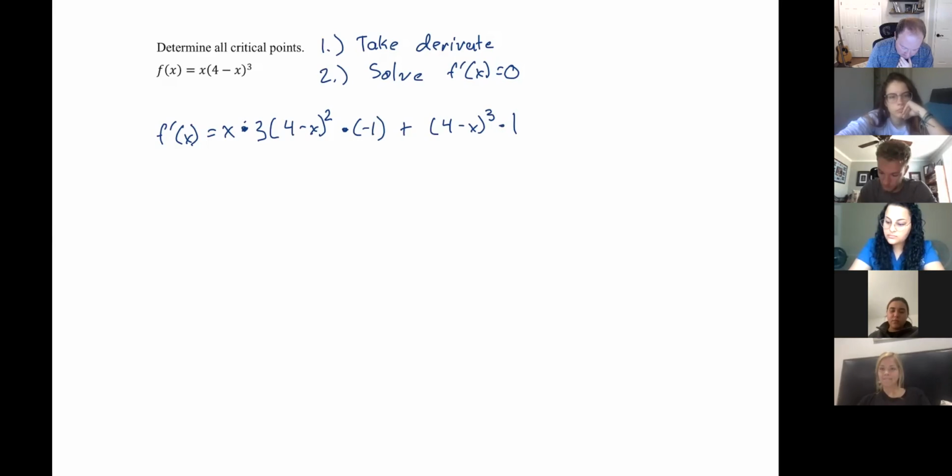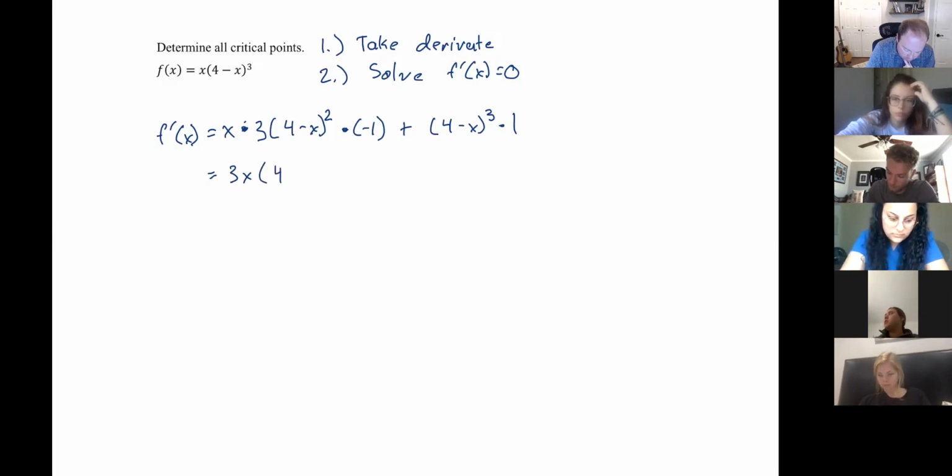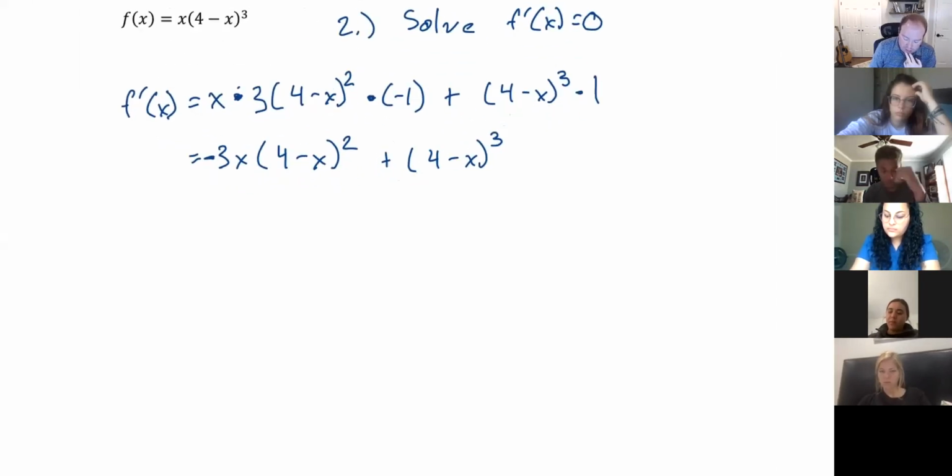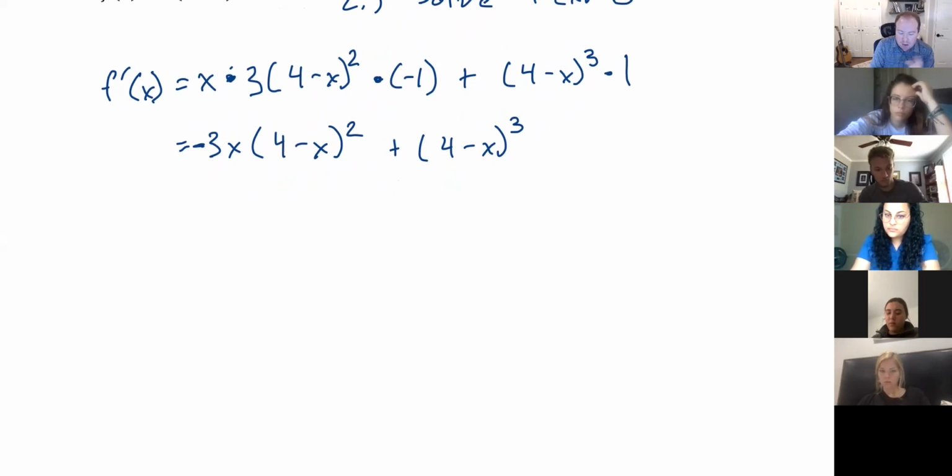So first times the derivative of the second. Yep. So then you would just have 3x times 4 minus x squared. This would be negative, plus 4 minus x to the third. And I believe one of your peers actually encountered a problem like this earlier in the semester. Here is a trick. And then that's where we'll call it a day, and then I'll leave you to finish off the algebra.